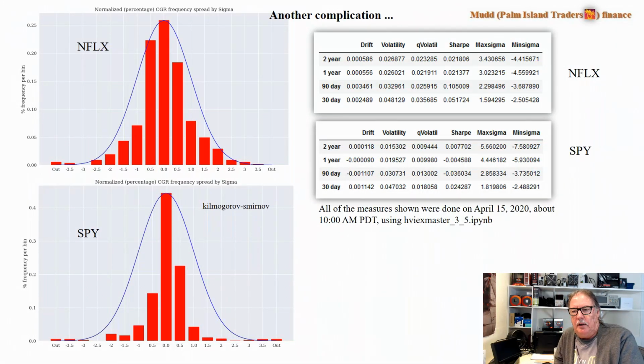calculates, for example, the Kolmogorov-Smirnov normalcy test. I added that this last second. It gives us our mapping of the histogram relative to the normal. And looking on the right side of this, we have, for example, drift, which we don't care about here, and volatility, which we do care about. Q volatile is filtering out the kurtosis and giving you a calm volatility number, Sharpe, max sigma, min sigma. The thing that we care about here, as before, is the volatility measure.